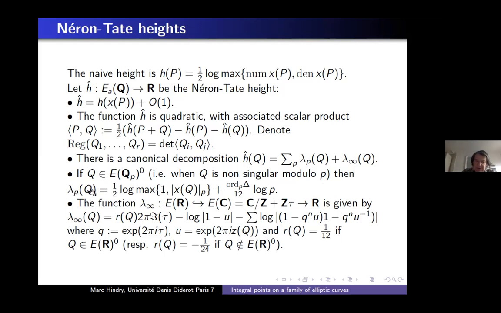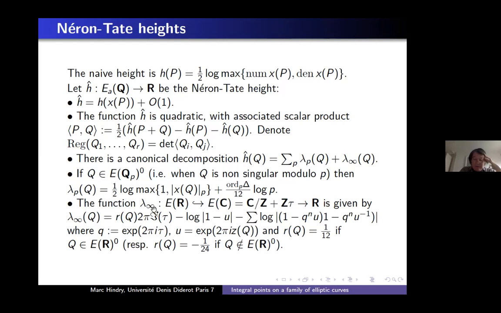Then there's a neat formula, lambda p of Q is a very explicit thing. And actually, I will only use it for integral points that are non-singular modulo p, so the first term disappears. The local height is just the order of the discriminant times log p divided by 2. So when you sum over all the p's, what you get is log delta over 12. That's the main point.